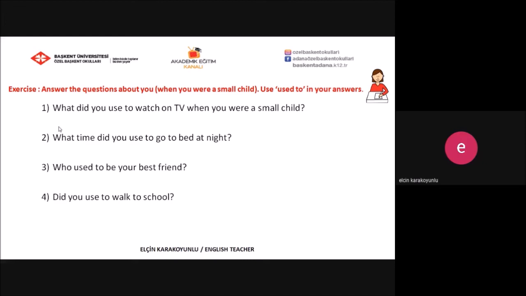Or what time did you used to go to bed at night? Who used to be your best friend when you were a small child? Think about your best friend in the past. And did you used to walk to school? Okay, I'll wait for a while for you also to answer these questions according to yourselves, and then we'll check them together.